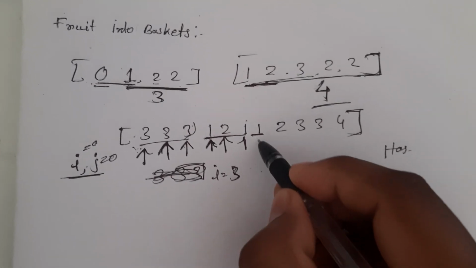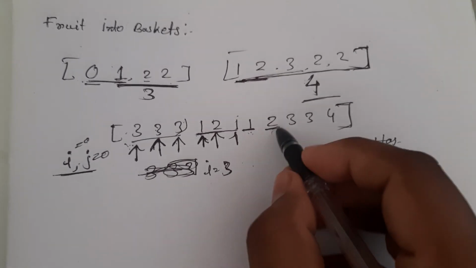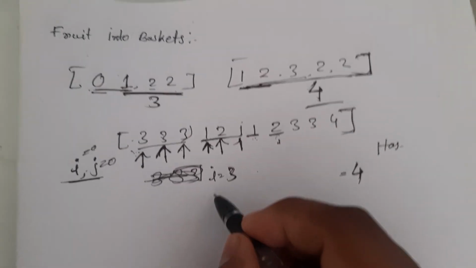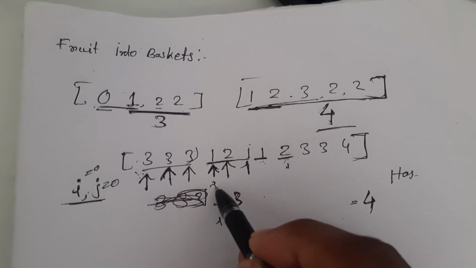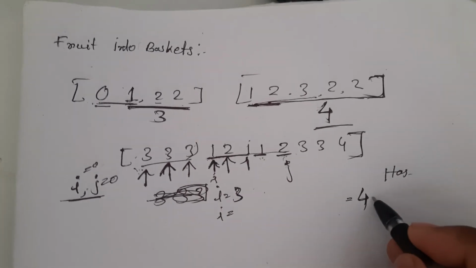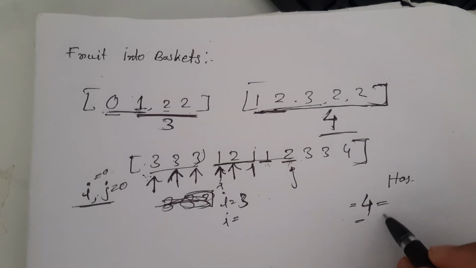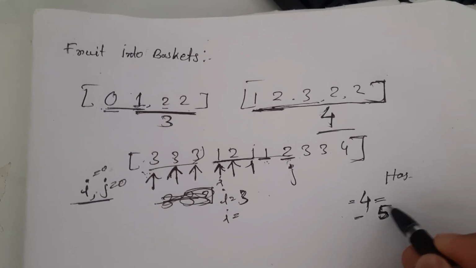Again we increase j, again increase j by 2. So in that position, here is i and here is j. In that case we have a window of 5 elements with two distinct values, so we update the maximum subarray length to 5.